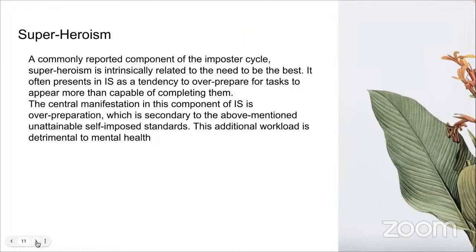Superheroism is intrinsically related to the need to be the best. It often presents in imposter syndrome as a tendency to over-prepare for tasks, just as Dr. Amna said, and just to appear more than capable of completing them. The central manifestation of this component of imposter syndrome is over-preparation, which is secondary to the above-mentioned unattainable self-imposed standards.